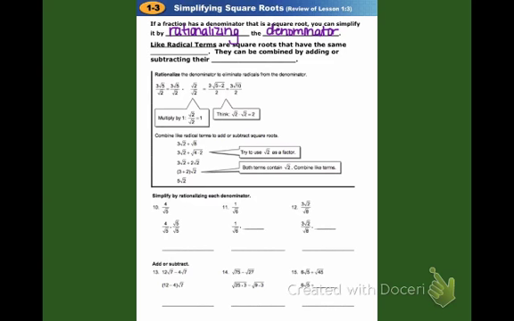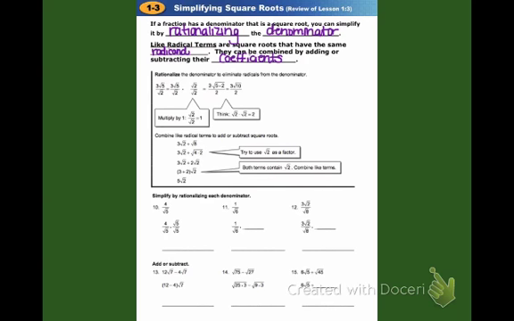Now, the second thing we're going to look at on this page is what we mean by like radical terms and how we can add, subtract, and multiply radicals. Like radical terms are square roots that have the same radicand, which means the same number under the radical, and they can be combined by adding or subtracting their coefficients. So that's how we can add and subtract radical terms.